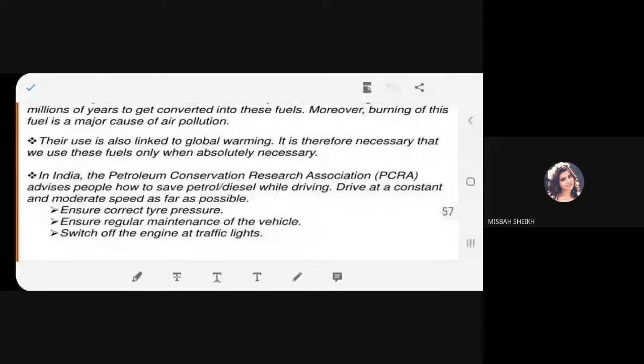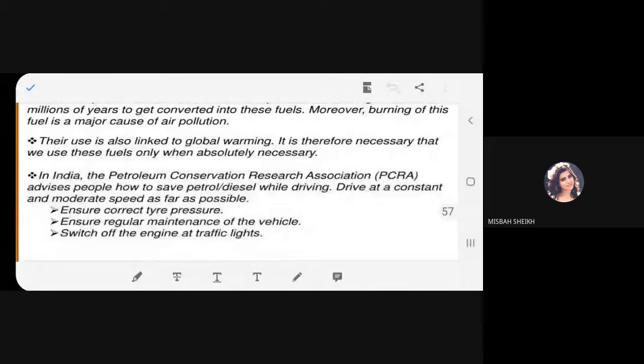Second, your vehicle should be maintained at regular intervals. What is the meaning of maintenance? Servicing. Right? So your vehicle should be serviced at regular intervals, so that it moves smoothly and nothing will go wrong on the way.